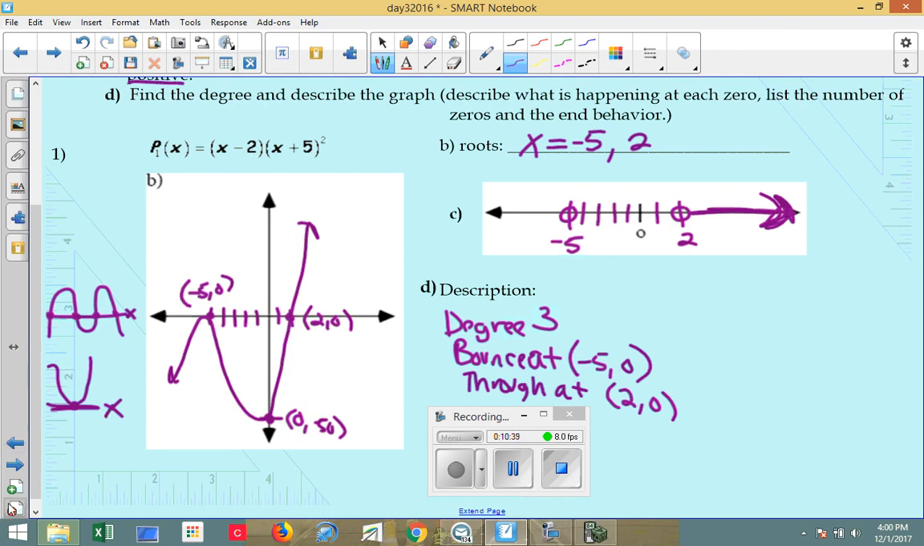Okay, so the next thing we're supposed to do, that's what's happening at each zero. We're supposed to list the number of zeros. To do that, just go back up and count how many numbers you have listed there for the roots. So we would say 2 zeros.